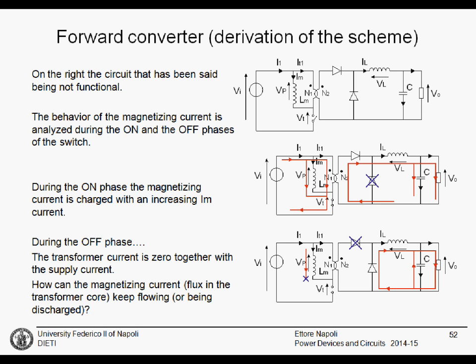This is the point. During the on phase, we transfer a portion of energy to the load, but we store some energy in the magnetizing inductance. Before the next on phase of the switch, we need to discharge the core of the transformer, that is the magnetizing inductance. This operation is the reset of the transformer.